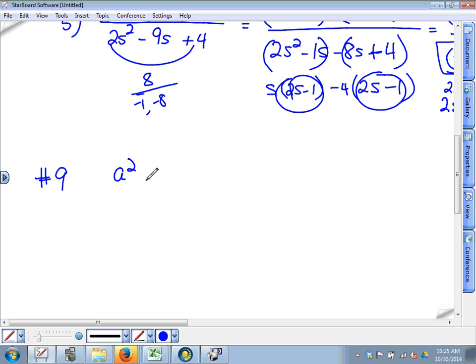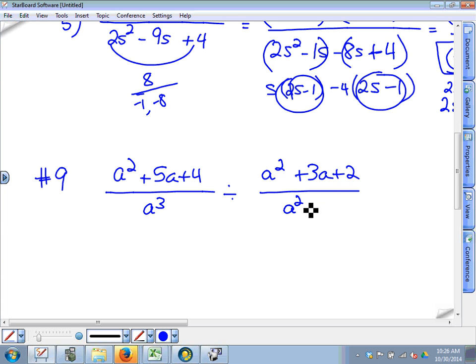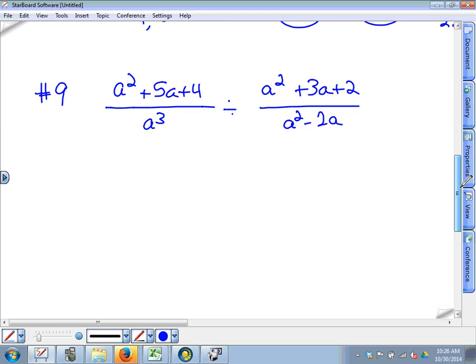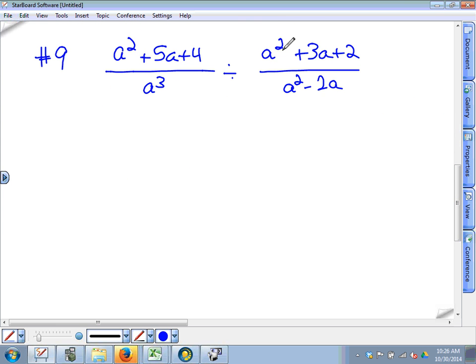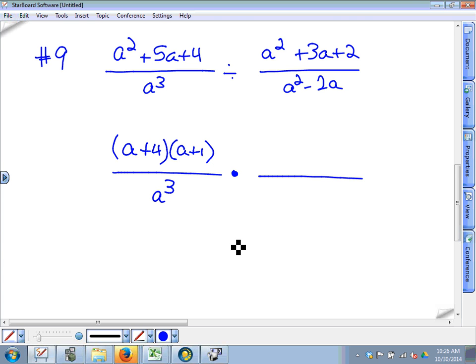So that was a squared plus 5a plus 4 over a cubed divided by a squared plus 3a plus 2 over a squared minus 2a. Looks like you did a pretty good job on this one as I was walking around. You flip this fraction to its reciprocal and then change this to a multiply sign, and factor everything. So the left fraction factors into a plus 4, a plus 1 over a cubed, multiplied. Now you flip this fraction to its reciprocal.